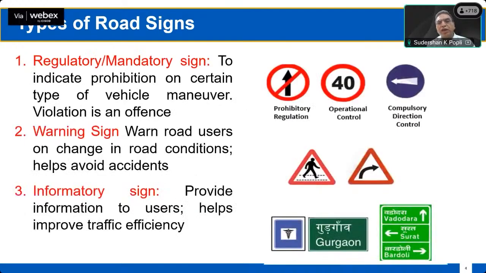So basically, three kinds of signs are there. It is regulatory, meaning mandatory signs, or order signs. Order signs are where the road user has to follow the order, and if the road user doesn't follow the order, then he can be challaned, a ticket can be issued. Then warning signs. If there is a hazard in front of the driver, then these warning signs are placed. And finally, the third category is informatory signs, where the rectangular signs are there. It is to provide information to the road users.